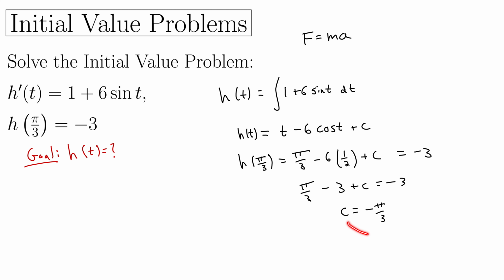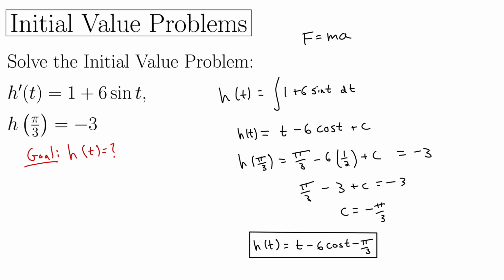Now, as a final step, we plug in c here for our missing constant to get the actual expression for h of t. So h of t in its final form is h of t equals t minus 6 cos t minus pi over 3. So really the only difference in practice with an initial value problem is that you're given this initial condition here and you use that to solve for c. So anytime you see initial value, that means you should not have a c in your answer, but rather you should use the given condition to solve for c.